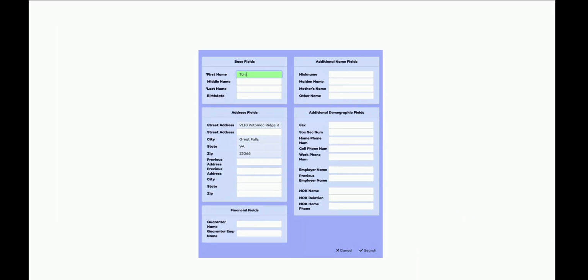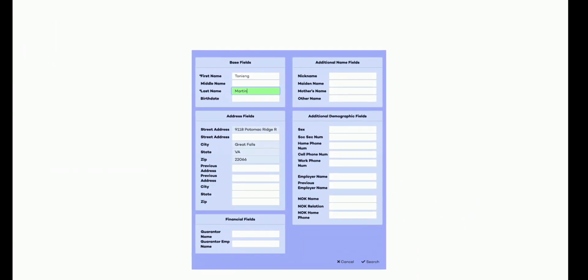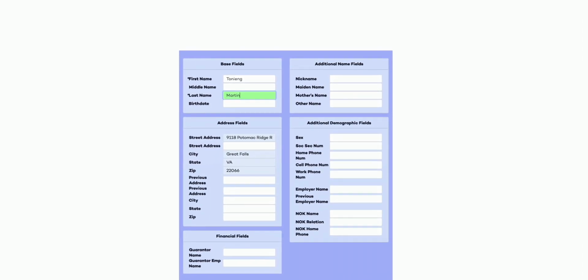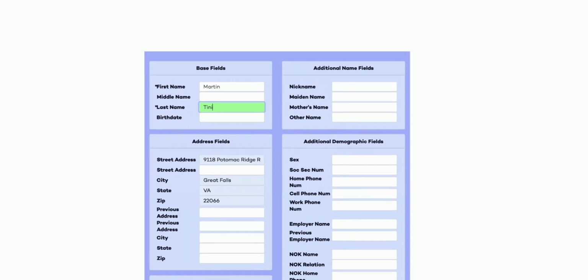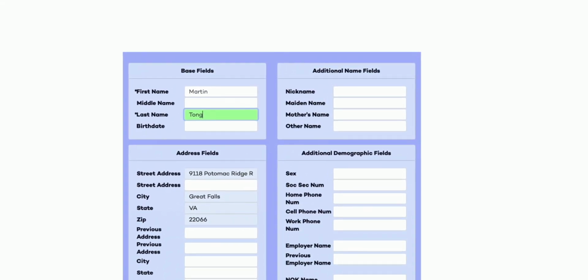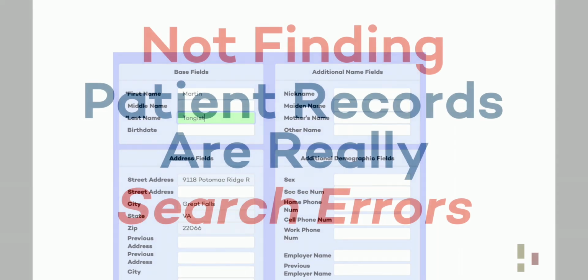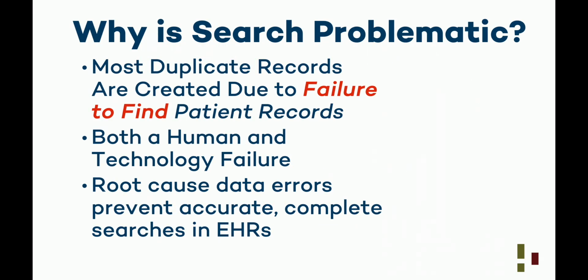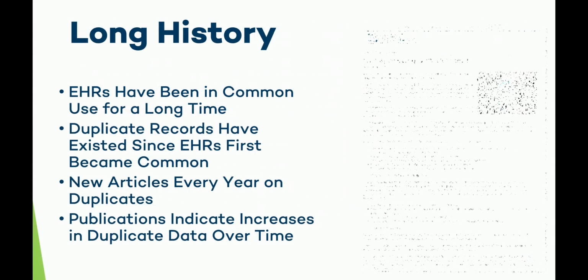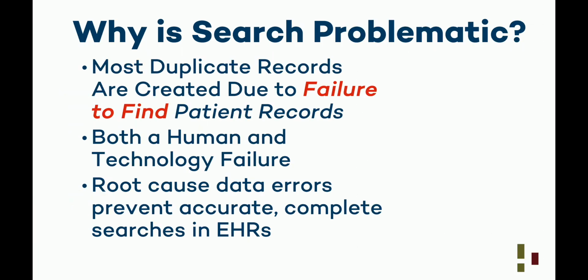You can almost envision a registration clerk under stress typing erroneous information into the wrong fields or misspelling them as they're trying to locate patient records. This situation happens all the time. It's the root cause of data errors, inaccurate searches and errors in the MPIs. And it's a multifaceted problem, humans and technology.